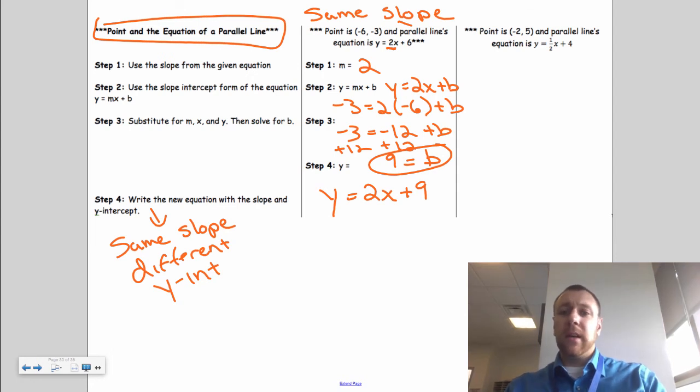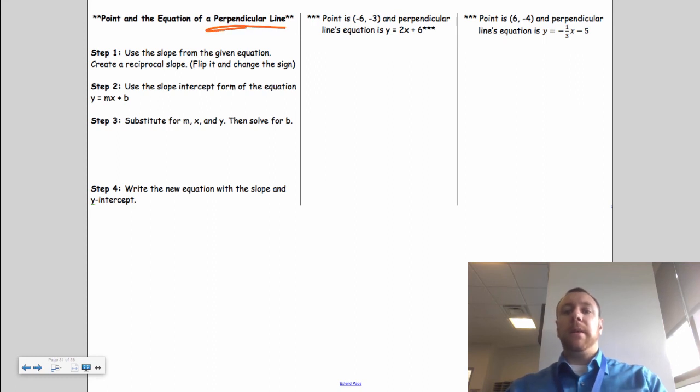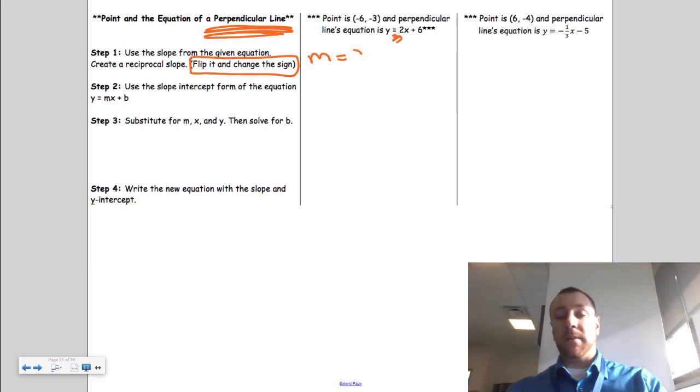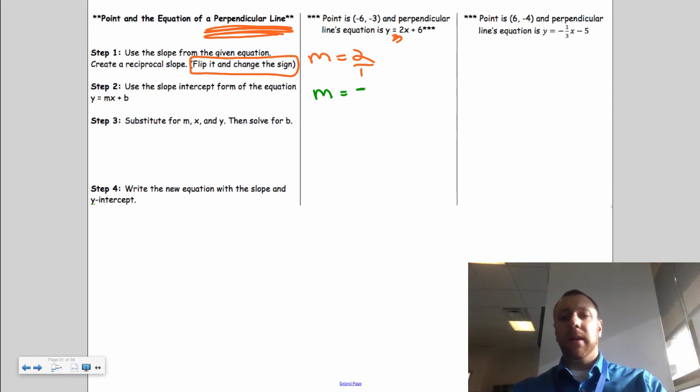It's the same process for perpendicular, but perpendicular means opposite reciprocal slopes. That means I have to flip and then change the sign. Okay, so flipping it is just flip it and then change the sign. In this case, I'm given the m is 2. So I put a 1 under the 2. I flip the fraction and I change the sign. So the fact that it's positive, I make it negative, and I flip it so it's 1/2. So that's the slope I want.